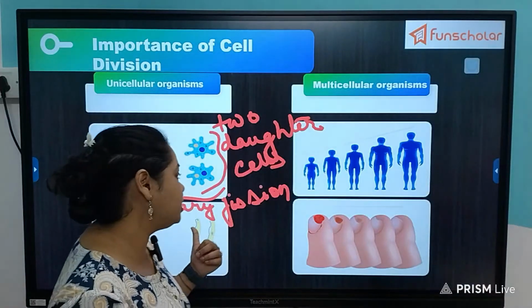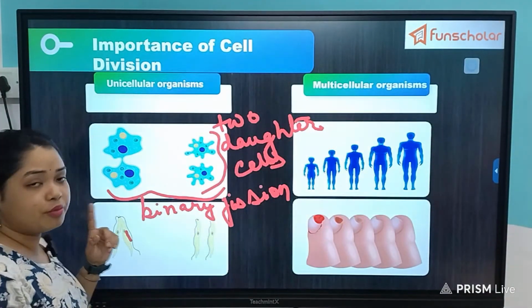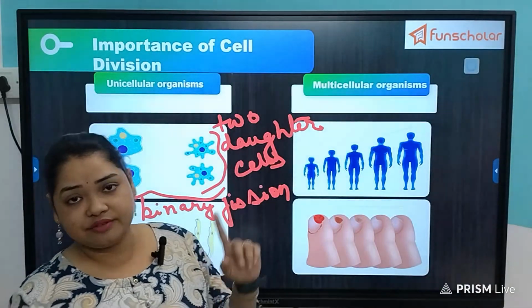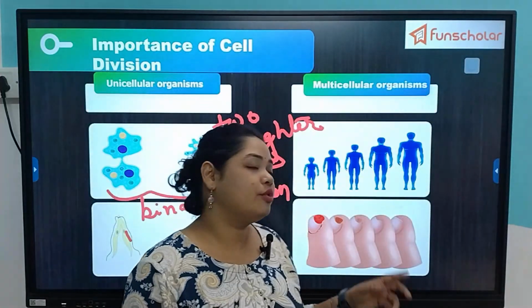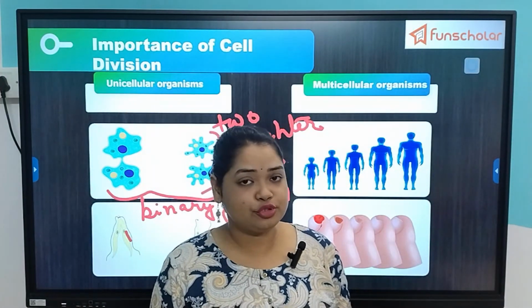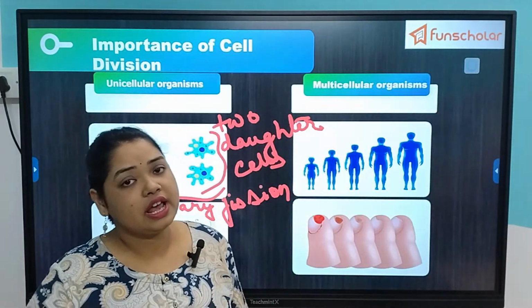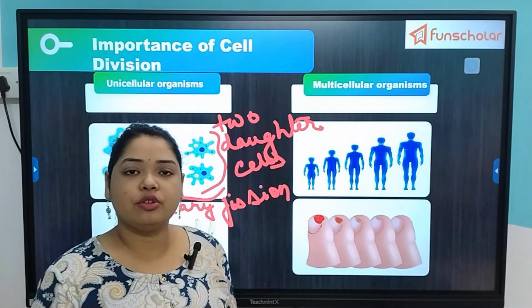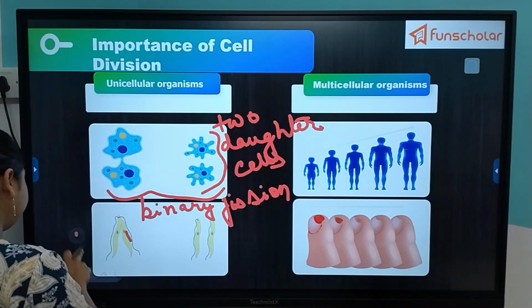This binary fission is the asexual mode of reproduction, because here there is no production and fusion of male and female gametes. But in the case of a multicellular organism, we have production and fusion of male and female gametes, then fertilization, formation of zygote, and then the new embryo, the new offspring, is given birth.